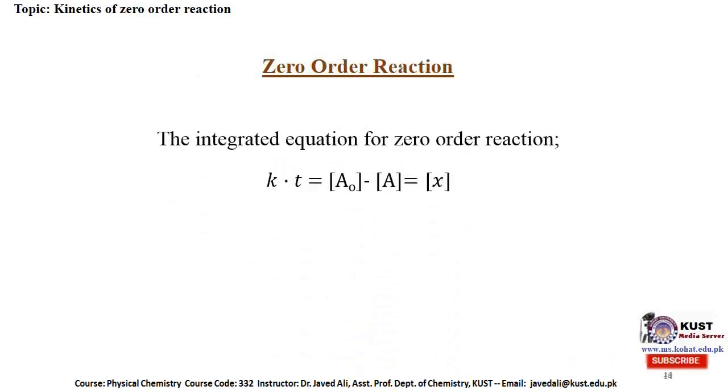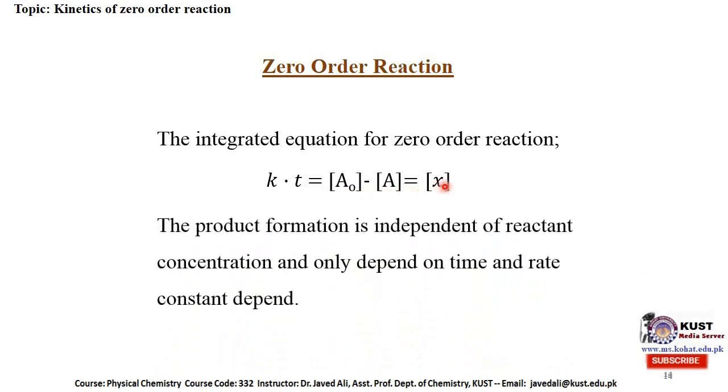The integrated equation for zero order reaction is Kt is equal to A naught minus A, and A naught minus A is also equal to x. x represents the concentration of product. The product formation is independent of reactant concentration and only depends on time and rate constant.